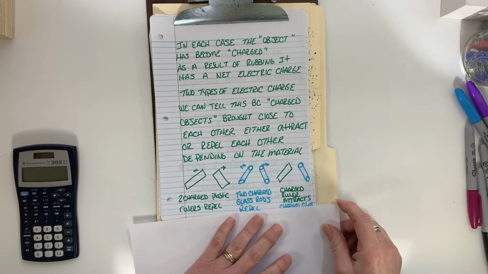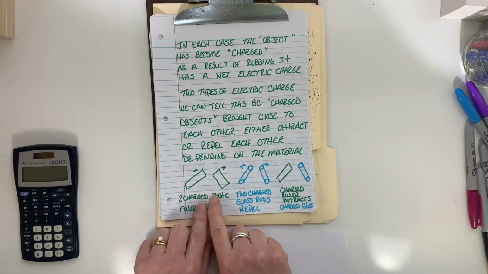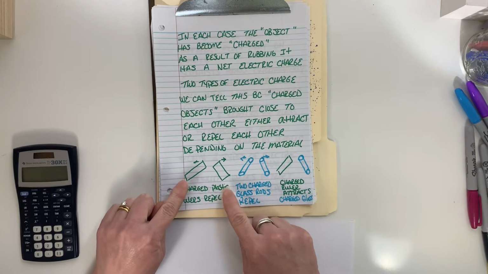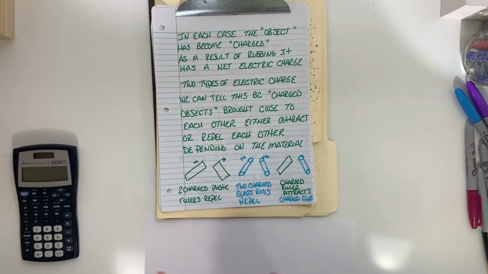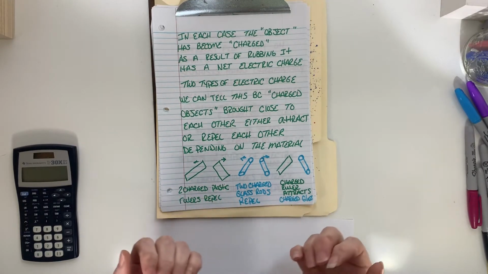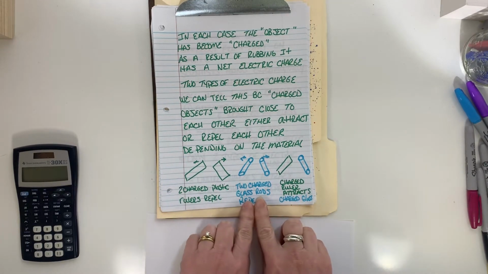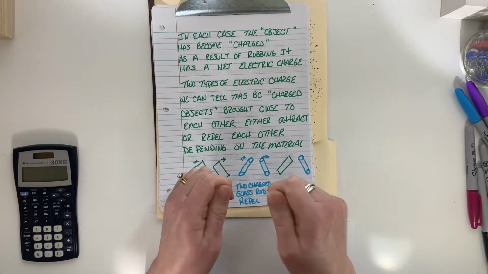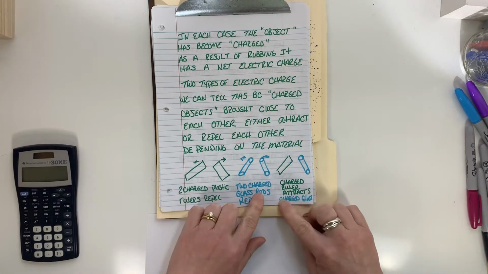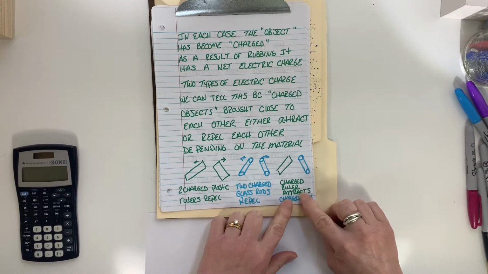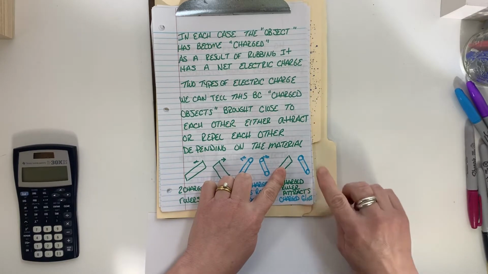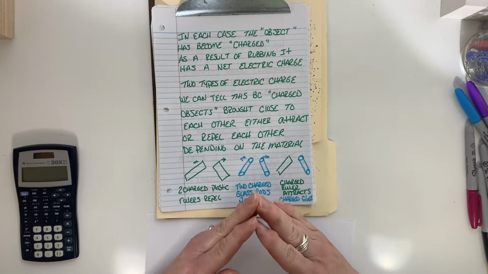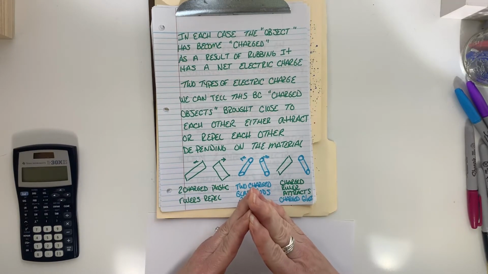So let's take a look at the cases here. In this case, I have two charged plastic rulers, okay? If your plastic rulers are charged, they're going to repel each other. You put them close to each other and they're going to try to push away from each other, okay? Two charged glass rods will also repel each other. If you put them close to each other, you're going to feel them pushing away from each other, okay? But if you take a charged ruler and a charged glass rod and you put them together, they're going to be attracted to each other. They're going to pull towards each other, okay?